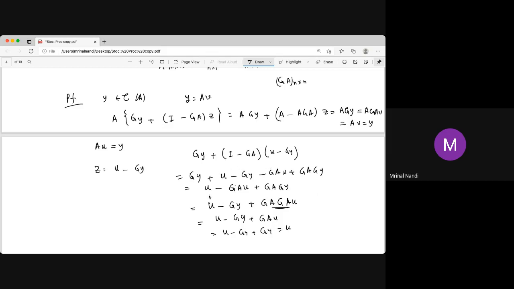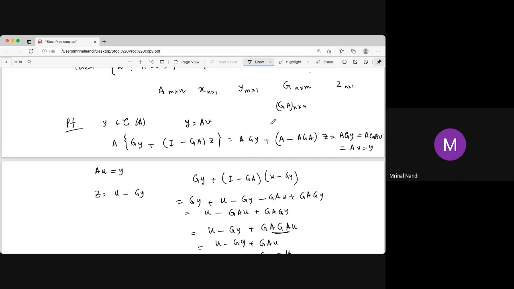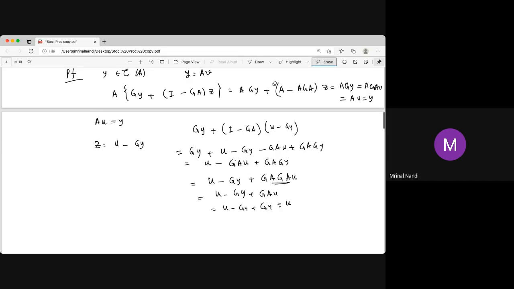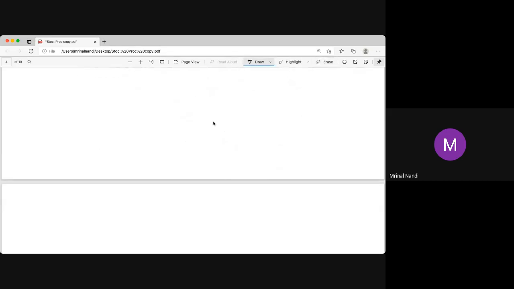So u, a solution of Ax equal to y, can be written as Gy plus (I minus GA) times some arbitrary z, namely u minus Gy. So we have that these two sets are equal. If u is of this form, then it is a solution, and if u is a solution, then u can be written in this form. This is an important theorem, because it specifies all the solutions of Ax equal to y. Once we have one G inverse, Gy is a solution, and the rest of the solutions are Gy plus the extra part (I minus GA)z, where z can be any vector in F^n. So this theorem is important to prove the next thing.